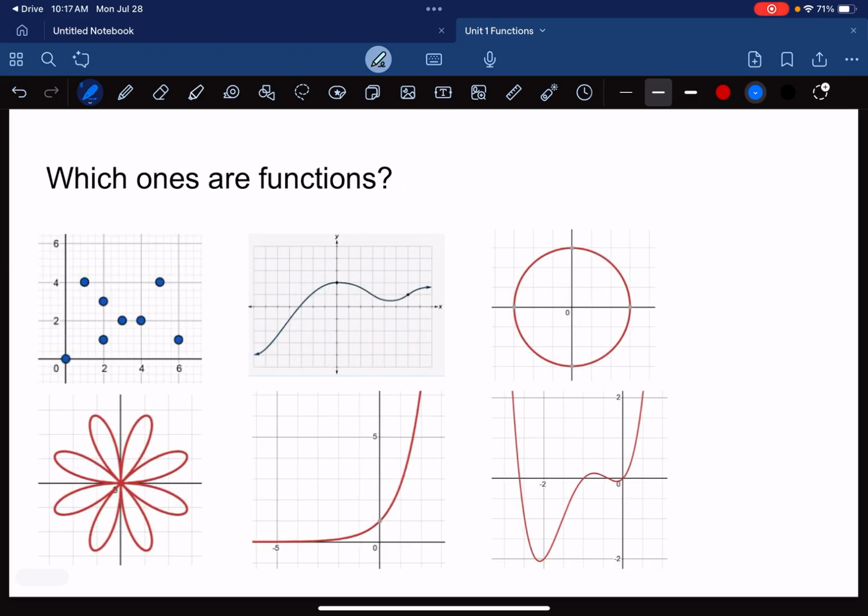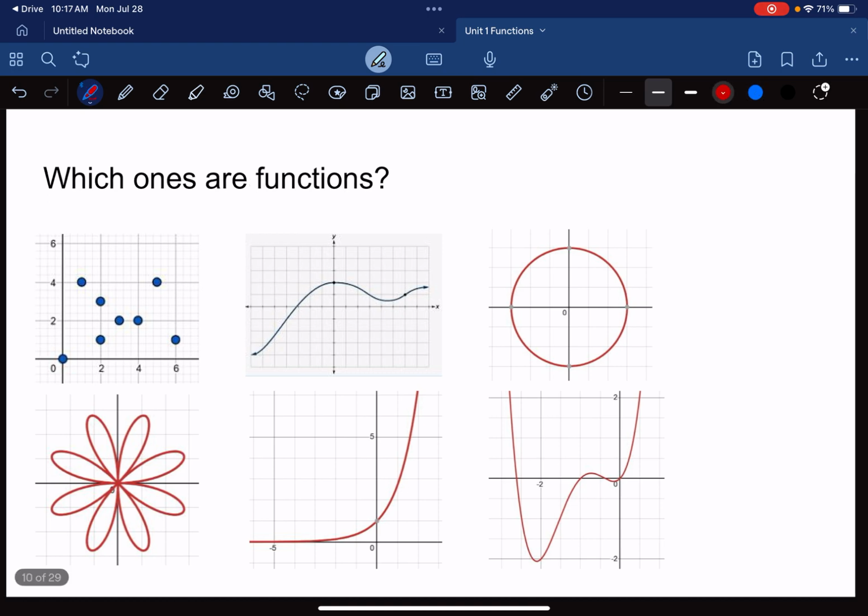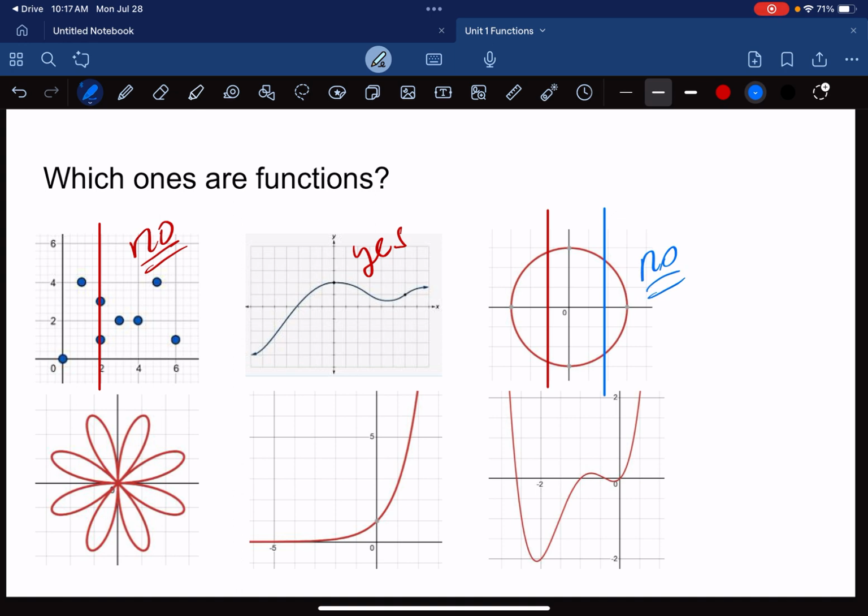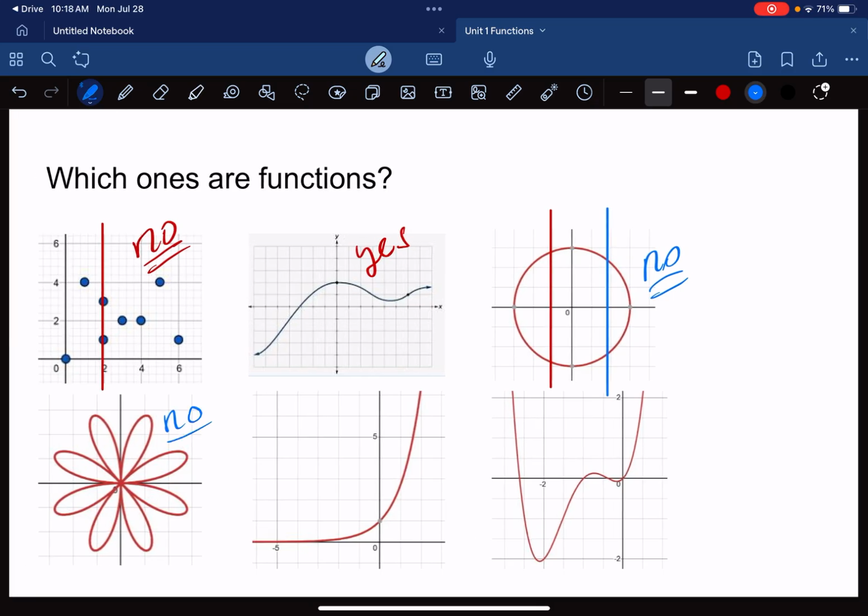Okay, so look at this first one here. Which ones are functions then? Well, here's a vertical line that I can draw in here. And it hits 2 points at the same time, so guess what? That's a big no. But the second graph, I can't put a line through there that hits the graph at more than 1 point at a time, so this one's going to be a yes. Well, this one's clearly a no. I can just draw a line right through here, or I could put one over here, and both of those hit the graph at more than 1 point, so this is a no. Quite obviously, this flower is a no as well, right?